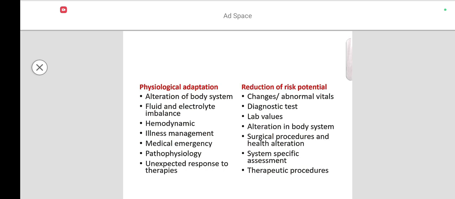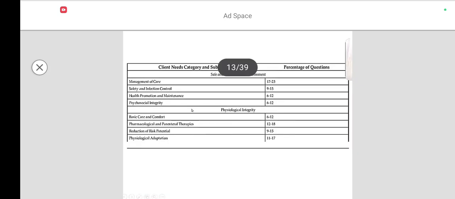This is your chapter based on the NCLEX examination. Your NCLEX questions are based on this theoretical aspect. Okay, so next, client needs category and subcategory and percentage of questions. We have gone through all the chapters and what comes under the NCLEX theoretical part. Now we are looking at the percentages, that is, how many questions come from each theoretical part.